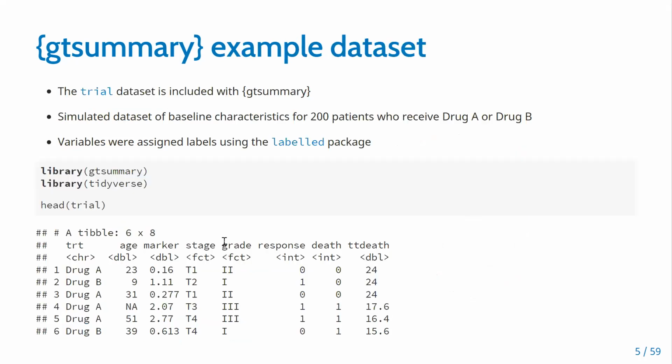So we're going to start with a very basic data example. And we're going to be using a data set called trial that comes within the gtsummary package. It's 200 observations. All of these columns have been labeled using the labelled package. So while we have a column called TRT for treatment, it has a label that's, I think, called chemotherapy treatment or something like that. So here's what our data set looks like.